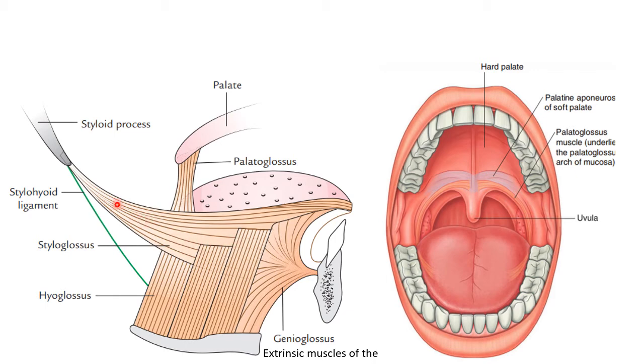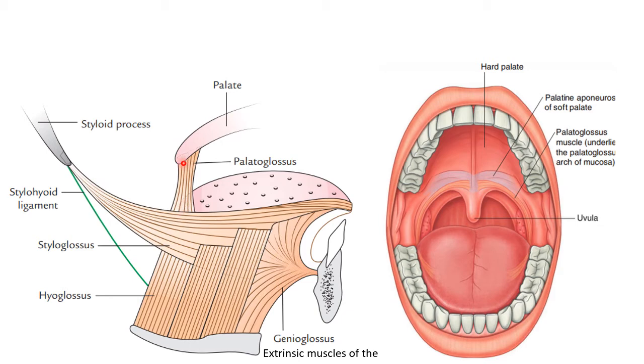Then comes the styloglossus. The styloglossus arises from the tip of the styloid process and the adjacent part of the stylohyoid ligament, and it is inserted into the side of the tongue along its whole length, and its fibers interdigitate with the fibers of the hyoglossus muscle. Its function is that it draws the side of the tongue upward and backward.